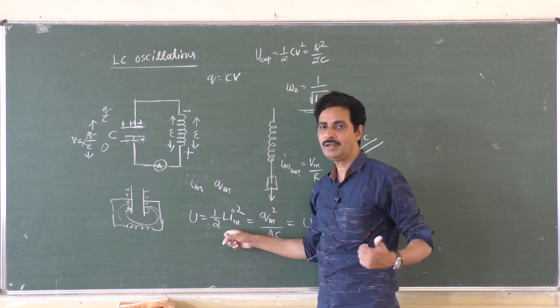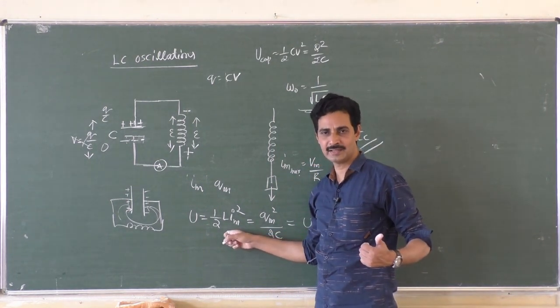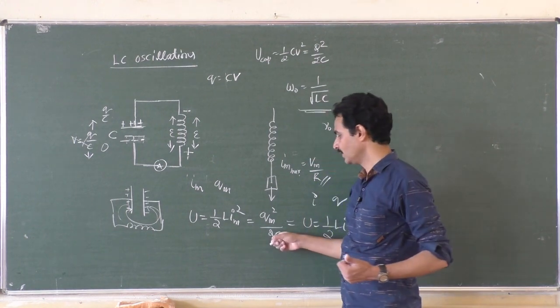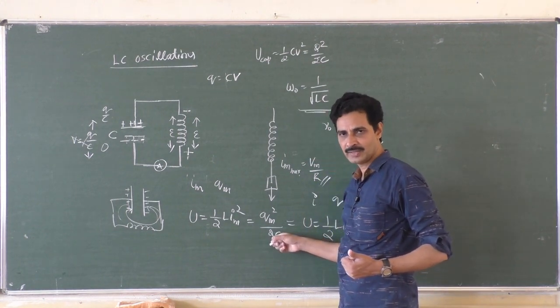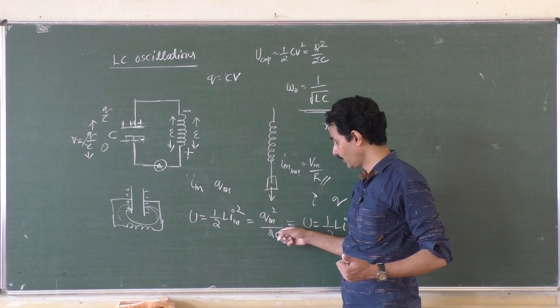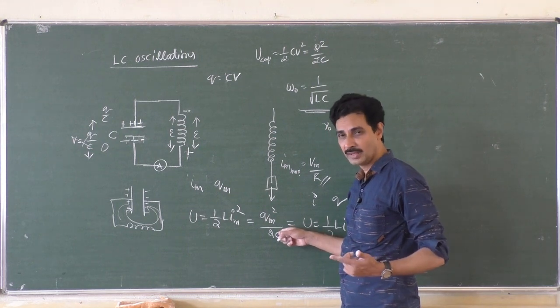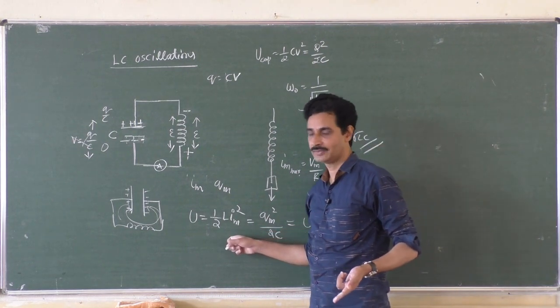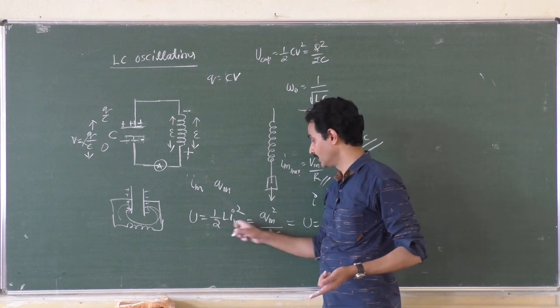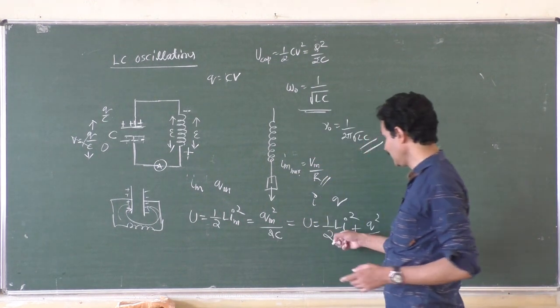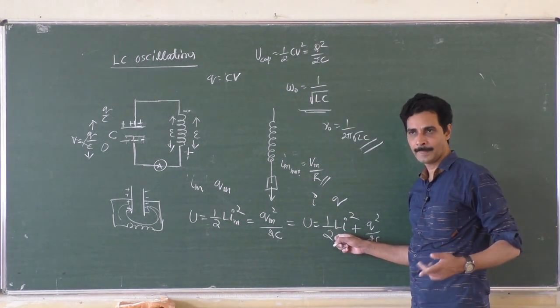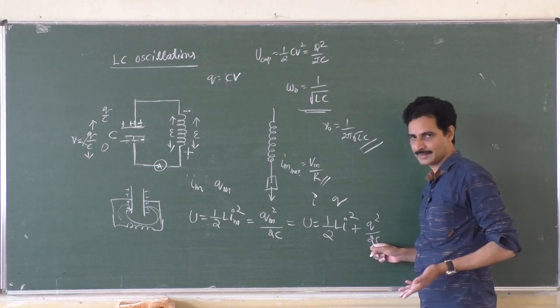It is the full energy stored in the inductor in the form of magnetic field, or the full energy stored in the capacitor in the form of electric field. When the energy in the form of electric field is full in the capacitor, there is no energy in the magnetic field. So I can't write plus. Either this one or this one. That is equal to some intermediate energy in the inductor plus the energy in the capacitor.